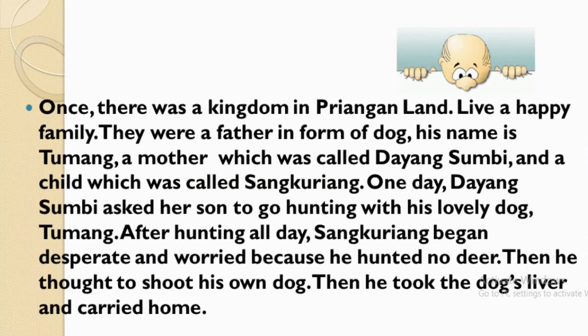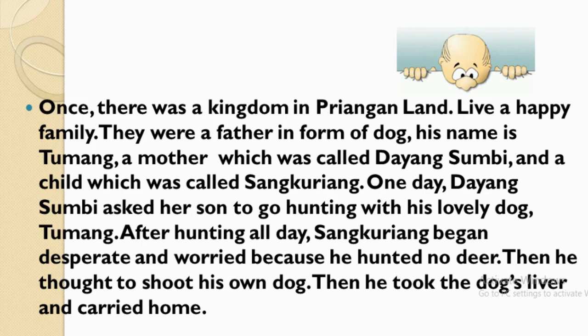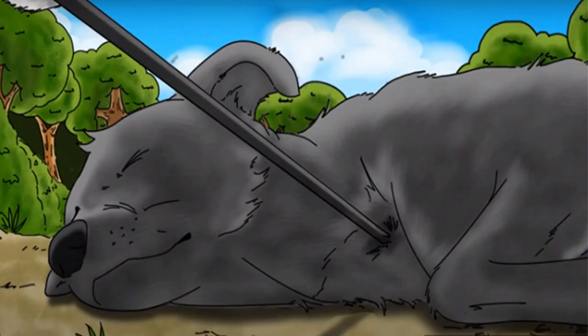Once, there was a kingdom in Priangan land. Lived a happy family. They were a father in the form of a dog, his name is Tumang, a mother who was called Dayang Sumbi, and a child who was called Sangkuriang. One day, Dayang Sumbi asked her son to go hunting with his lovely dog, Tumang. After hunting all day, Sangkuriang became desperate and worried because he hunted no deer. Then he thought to shoot his own dog. Then he took the dog's liver and carried it home.